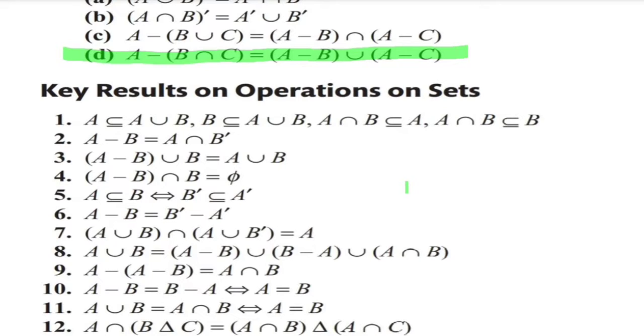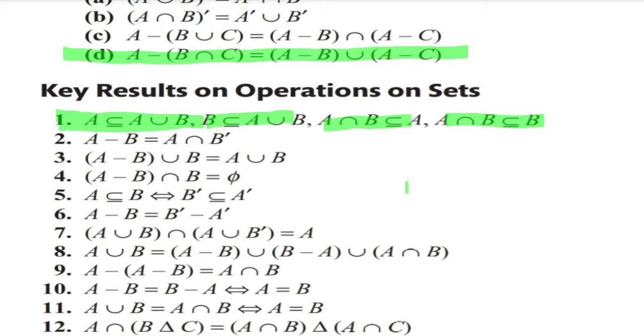Next, key results on operations on sets. Operations on sets are nothing but union, intersection, difference, right? Or one more is symmetric difference of sets. In that, first one is A is a subset of A union B, B is a subset of A union B, A intersection B is a subset of A, and A intersection B is a subset of what? B. Next, second one, A difference B equals A intersection B dash.